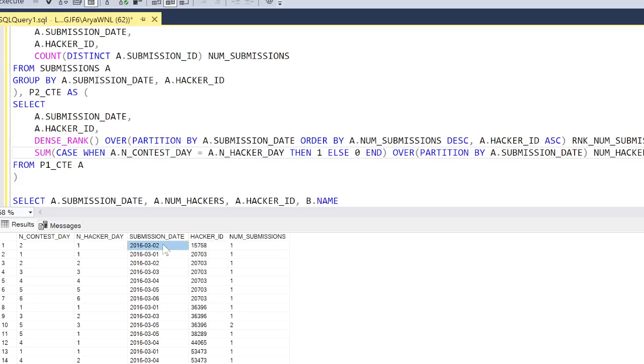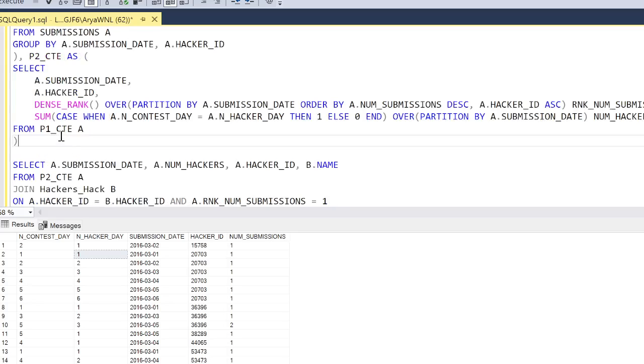So when I am creating this new column with the case statement, it will give a value of 0 for such hackers, and for all the hackers where the hacker day equals the contest day, it will assign 1. And then we are doing SUM OVER PARTITION BY submission date. So 1st of March will be one group, 2nd of March will be another group, and then I will add them to get the number of total unique hackers.